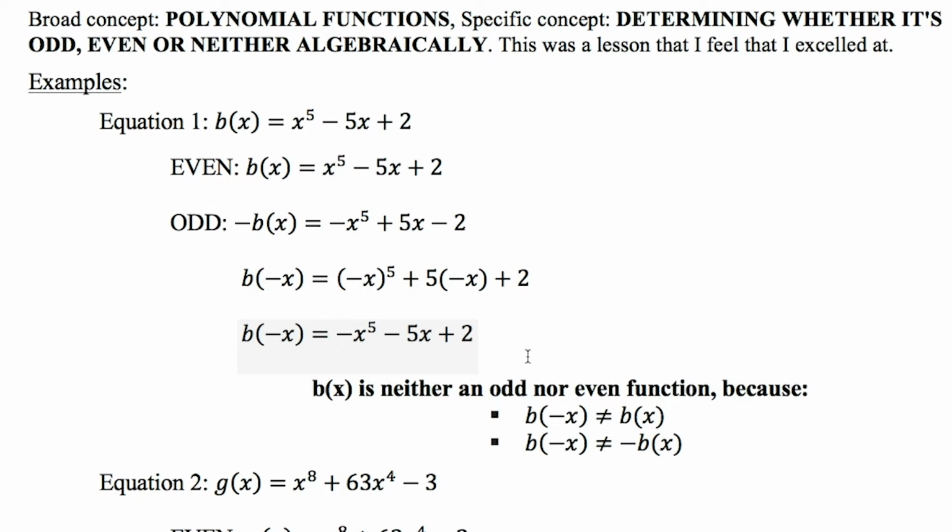And as you can see, neither the even nor odd version of the function match this equation. So b of negative x is not equal to b of x, and b of negative x is not equal to negative b of x.